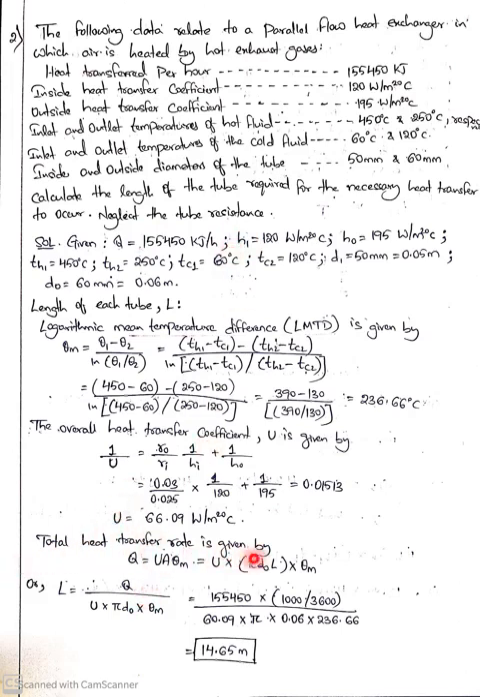Now the total heat transfer rate is nothing but Q equals U A theta m, where U and theta m you can find, and the area is pi d naught into L, where L is the length of the tube. So from here, transfer all the values to the denominator and you can find the value of L in meters. Okay guys.